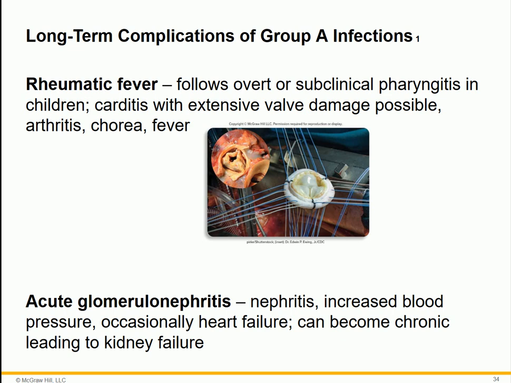So we'll see that these patients can develop, weeks later, rheumatic fever. That's when these antibodies attack and destroy the endocardium, including the valves. So you see here that the valves have been destroyed. Or they can attack the kidneys, the glomeruli of the kidneys, leading to acute glomerulonephritis. And this highlights the importance of properly diagnosing and treating a strep infection.